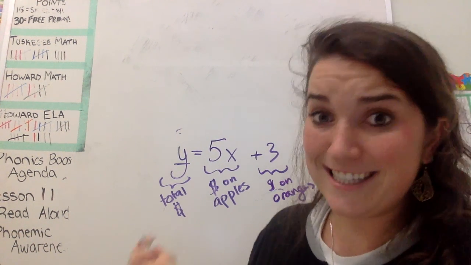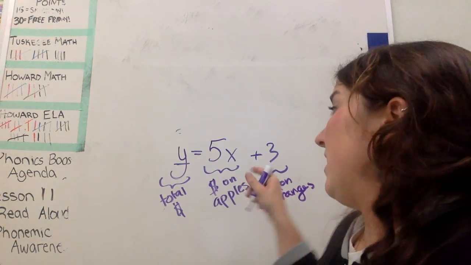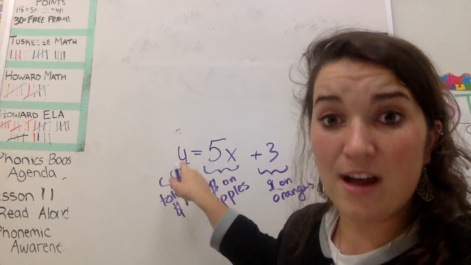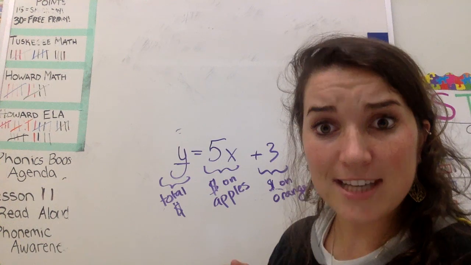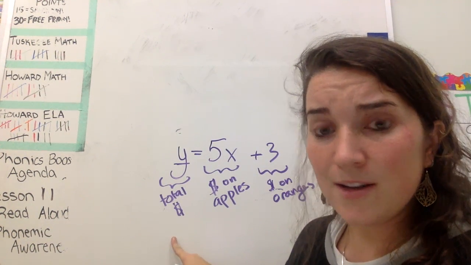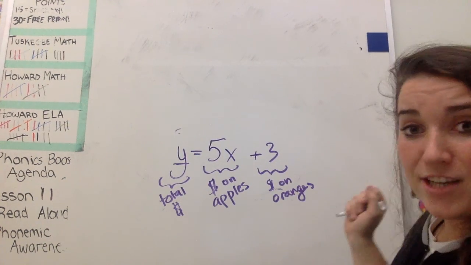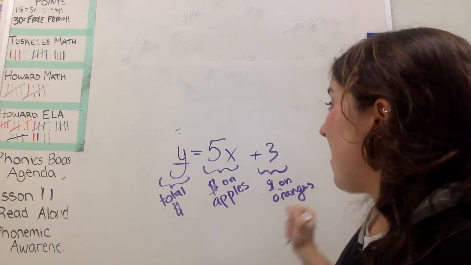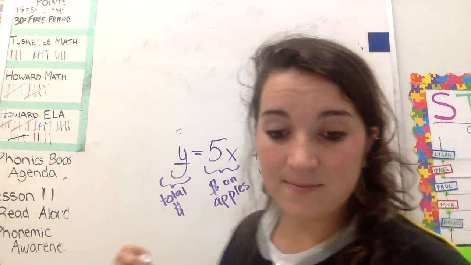So this is exactly like writing an expression, except that we have another variable that we need to put on that other side, because that's telling us what the total is. So our final equation is y equals 5x plus 3.